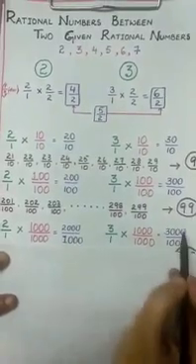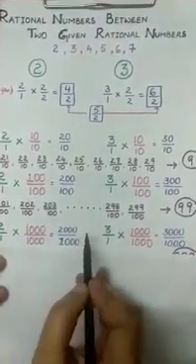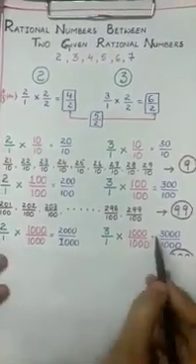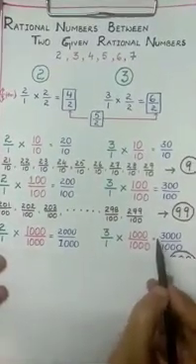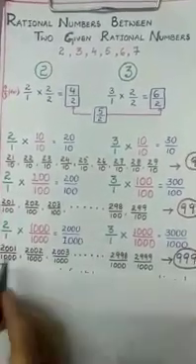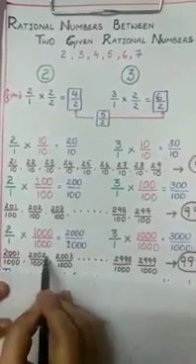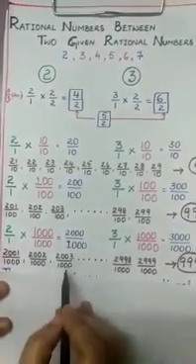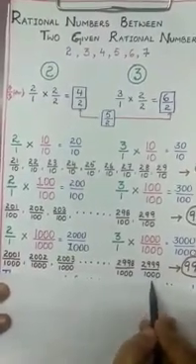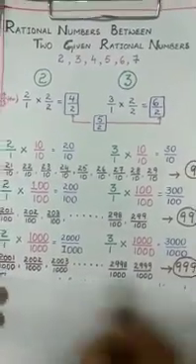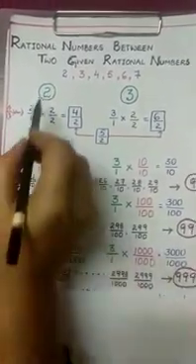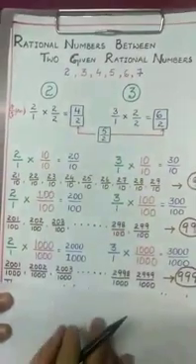In between 2000 and 3000 we have the whole numbers 2001, 2002, 2003 and so on up to 2999. So we have the rational numbers in between these two: 2001 by 1000, 2002 by 1000, 2003 by 1000 and so on up to 2999 by 1000. It means that when you multiply by 1000, there are 999 rational numbers in between 2 and 3.